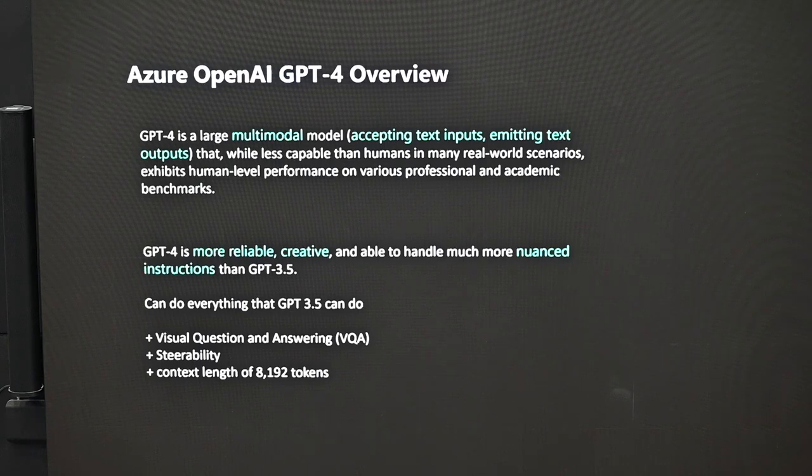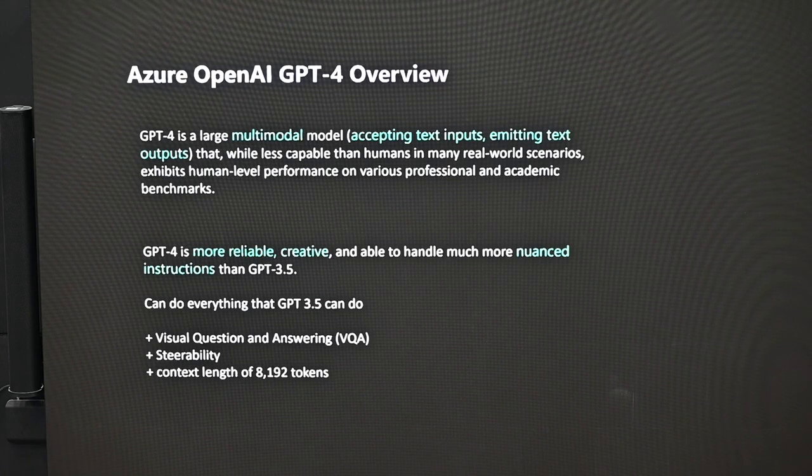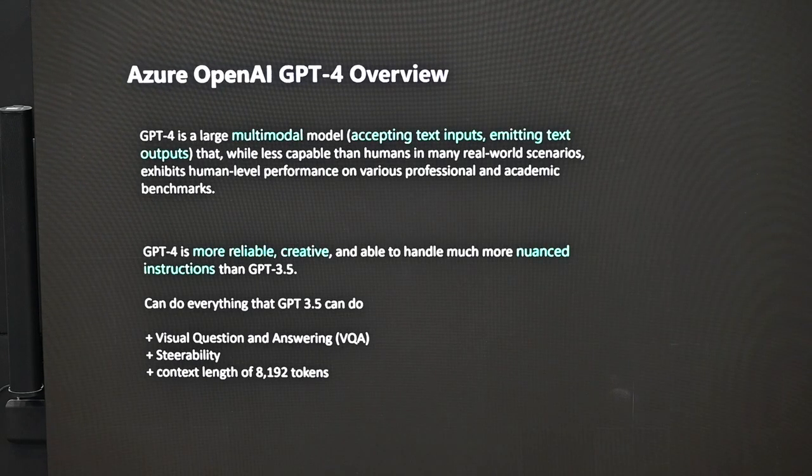Steerability is super important as well. One of the things you've seen with GPT-4 that you couldn't do before is have ChatGPT take on personas. You can give it instructions to say, I would like you to take the persona of an operator, and please respond to my questions in that persona. Or please take the persona of a customer and respond to my thoughts in that persona. So it's actually able to take on personas through steerability.